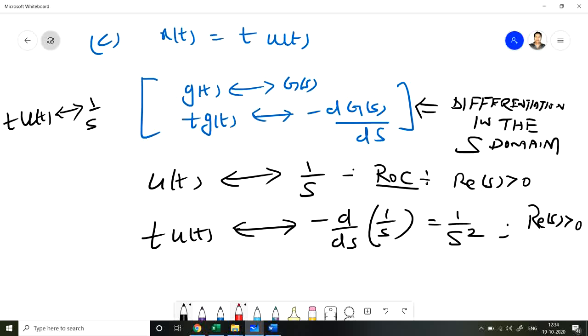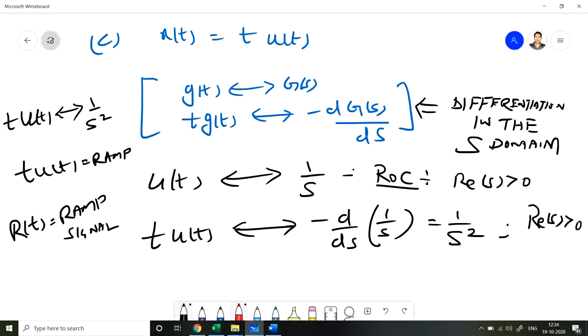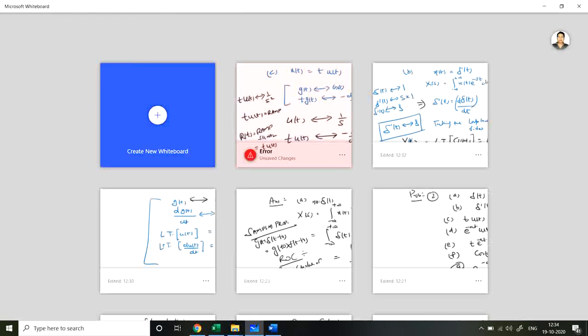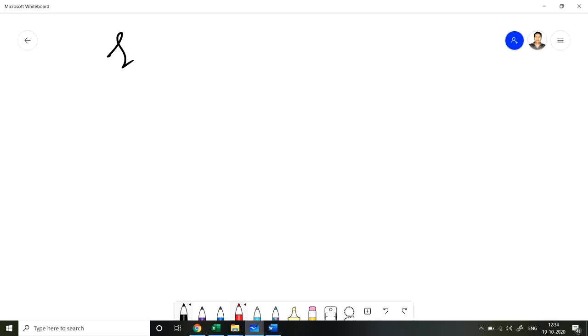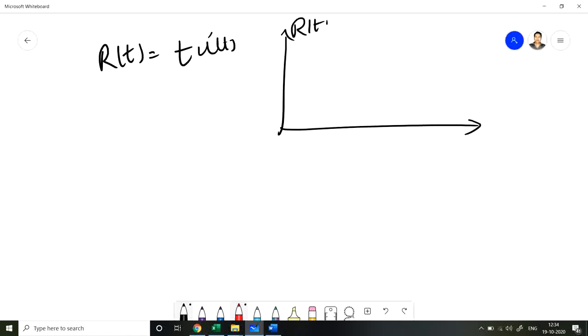So the answer: we have x(t) equal to del t. The Laplace transform X(s) is the integral from minus infinity to plus infinity of x(t) e raised to the power minus st dt, which is the integral of del t e raised to the power minus st dt. Now it is del t with e raised to the power minus s into 0, because the delay here is 0. So we have applied the sampling property here.